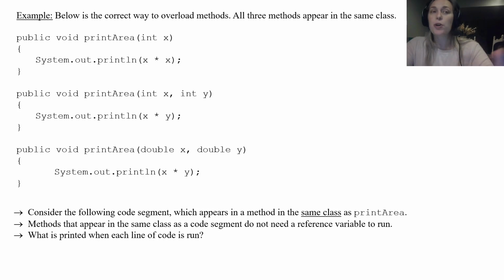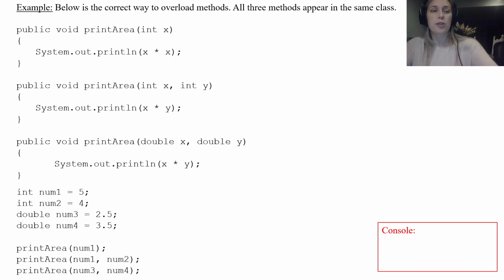Now we're going to look at a code segment that's going to show this in action. This is going to appear in a method in the same class as printArea. So we're going to call on these from the same class, so we're not going to use a reference or an object name, just to make things simple. Methods that appear in the same class do not need a reference variable to run on. So we're assuming this isn't an object creating class, but we're going to call on them from that class, so we don't need an object reference right now.